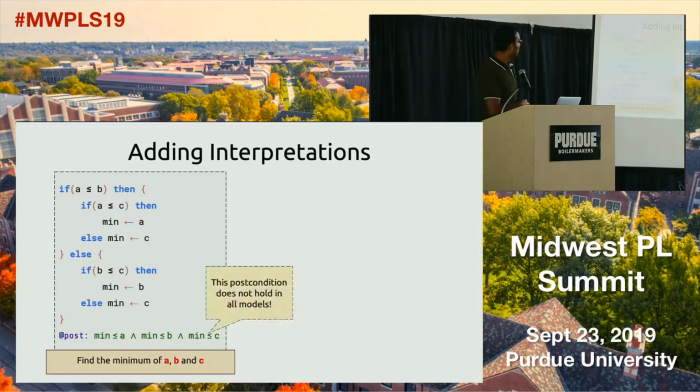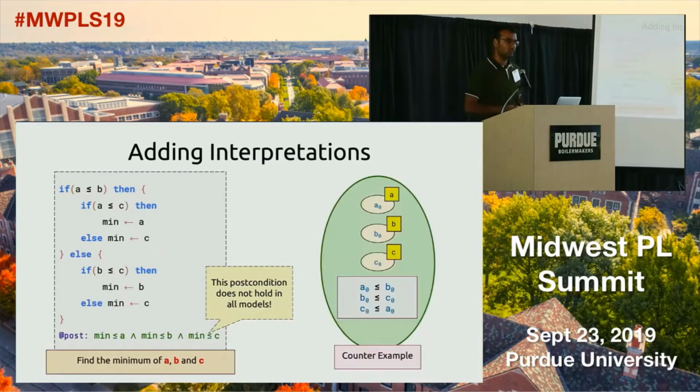Now, this postcondition may not hold on all data models. And let's look at an example why that could be the case. So if less than is completely uninterpreted, this is one model in which this program may not be correct. So here we have 3 elements, A0, B0, C0, and A points to A0, B points to B0, C points to C0. And the relation is interpreted as follows, as a cyclic relation. A0 is less than B0, B0 is less than C0, and C0 is less than A0. So it's a cycle. So it's not a total order. So that means not all models will satisfy this postcondition.